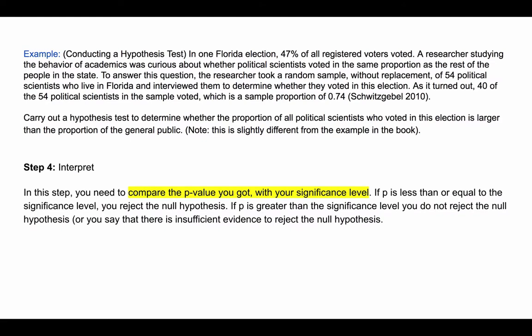Well, step 4 is to interpret. In this step, you compare the p-value you got to your significance level. Now, if p is less than or equal to the significance level, you reject the null hypothesis. If p is greater than the significance level, you do not reject the null hypothesis, or you say that there is not enough evidence to reject the null hypothesis. There should be a closed parenthesis right here.